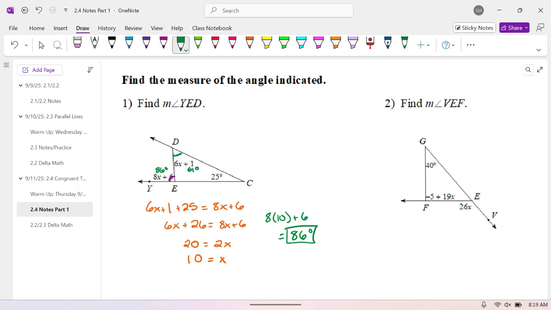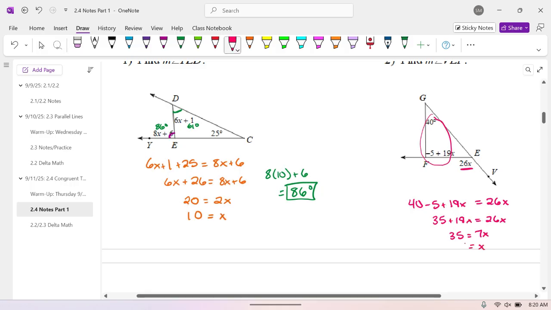Number 2 is also the exterior angle theorem. So you would do the exact same thing. You would add up these two angles and set it equal to this one. So this will be 40 plus minus 5 plus 19x is equal to 26x. So this would be 35 plus 19x is equal to 26x. So 35 is equal to 7x. Divide both sides by 7. x is equal to 5.